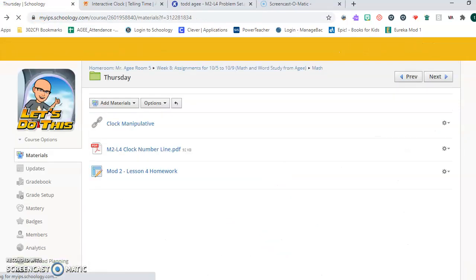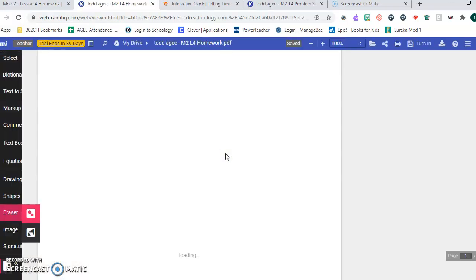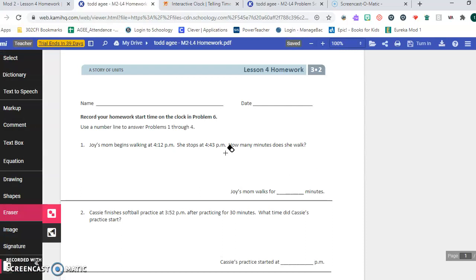So one of the ways to be very, very successful in math is to work on following written directions. Following written directions is a challenge for 8- and 9-year-olds, but the more you practice it, the better you get at it. So I just want to show you what I'm talking about here in your assignment. When you open up the lesson 4 homework, the first thing that it asks you to do in bold print here is to record your homework start time on the clock in problem 6.